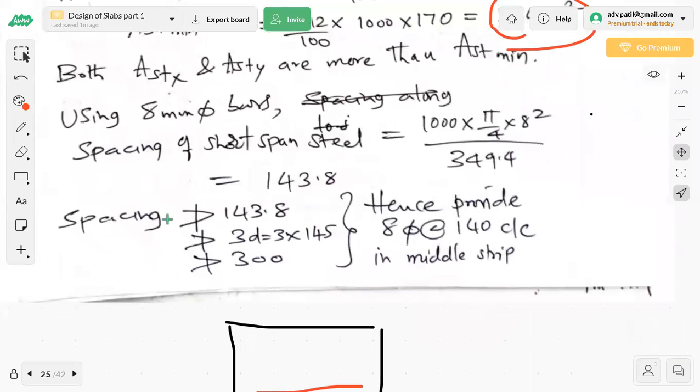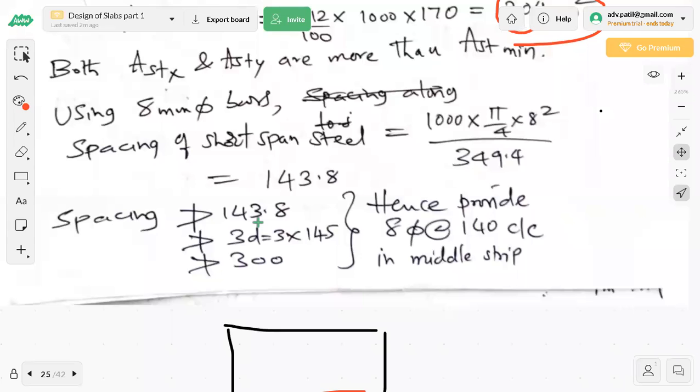As per the IS code, the condition is that the spacing should not be more than this value, or 3D, 3 into 145, or 300. Out of these three values, the smallest should be considered. The smallest is 143, which is rounded off to a smaller number, 140. Whenever spacing is 143, something like this, you should not go to 145. 145 is a round number, but it's not like that. The bar should be as close as possible. Either you keep 143.8 exactly, or if you want to round it off, go to 140, not 145.